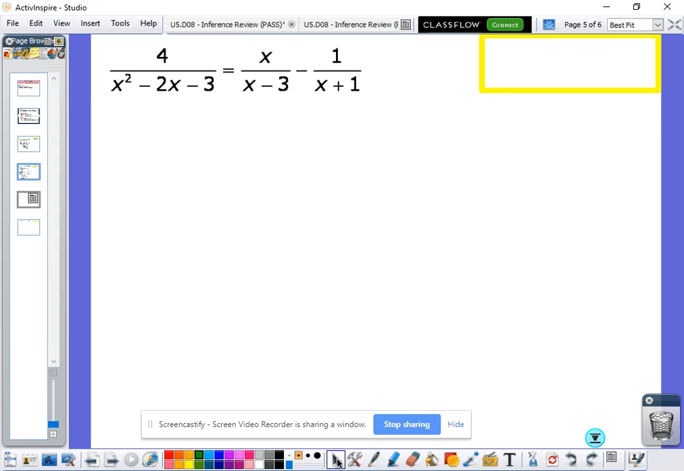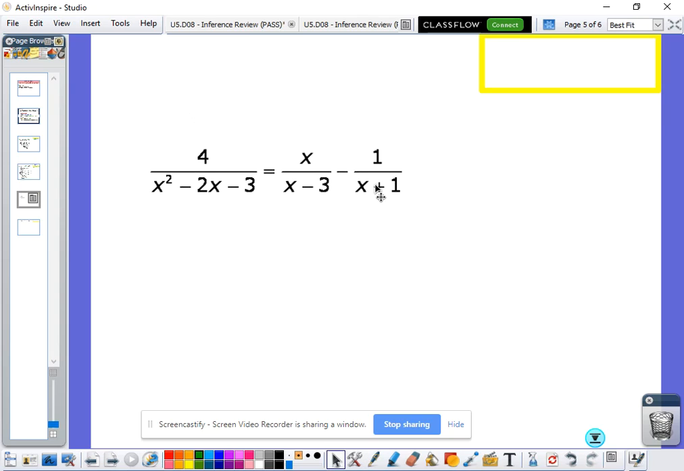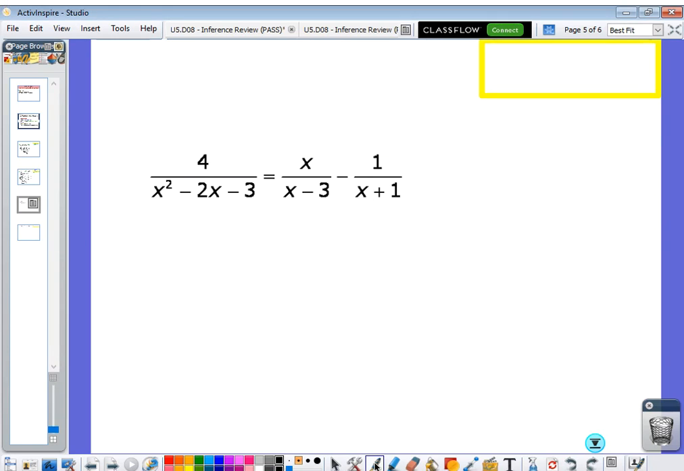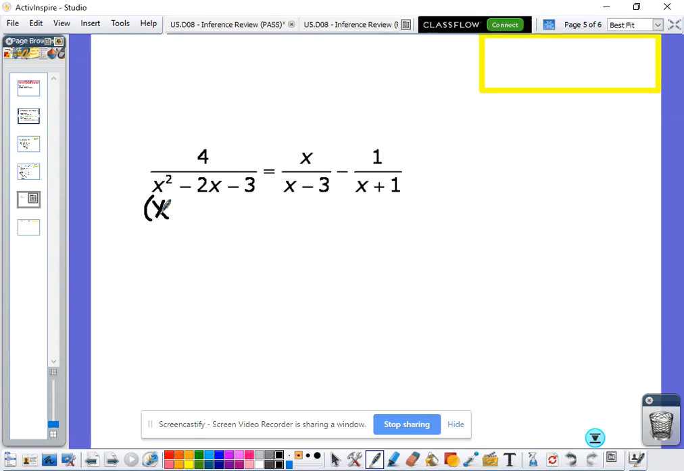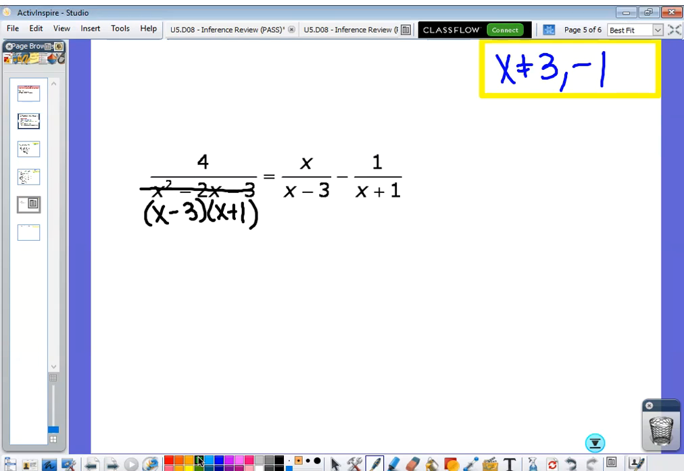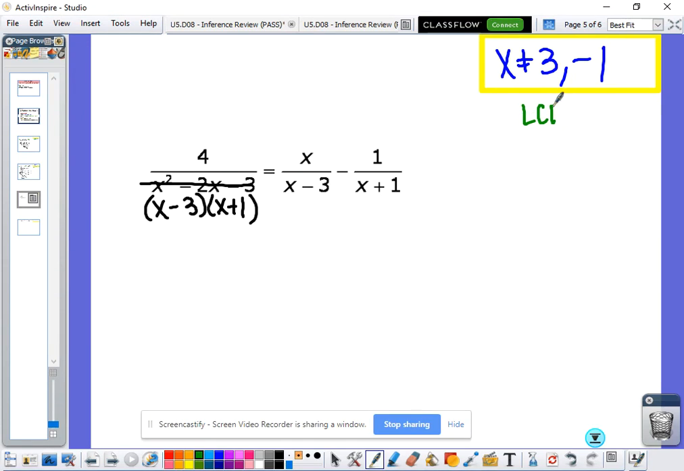Moving on to example 3, now we've got a little bit more work to do before we begin simplifying. We have to factor our denominator on the left side. That will factor nicely into x minus 3 and x plus 1. Now I have two values that are excluded values. If x is 3 or negative 1, that means my function's undefined. So those are our excluded values. The next step would be to state your least common denominator, and then you're going to multiply all the numerators by the least common denominator. I'll go ahead and do so now.